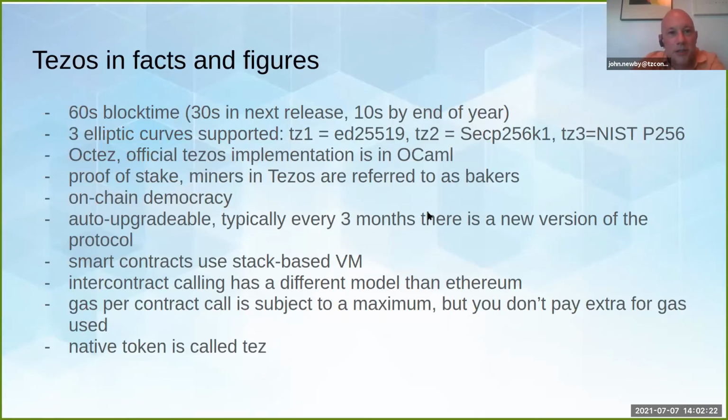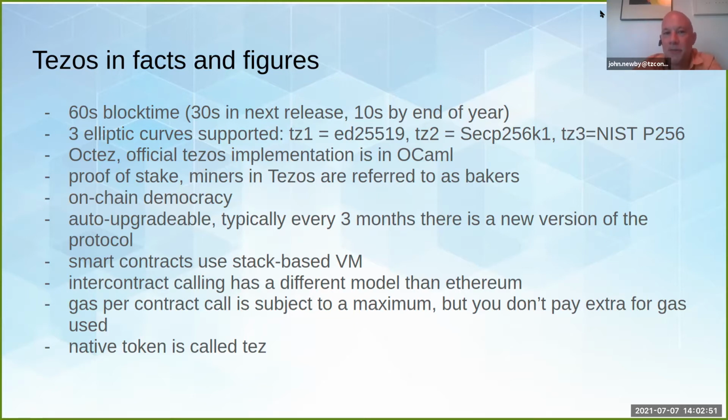So quickly, just an introduction to Tezos in facts and figures. Tezos is a second or third generation blockchain. It currently has a 60-second block time, but this will be 30 seconds in the next release and 10 seconds by the end of the year. We support 3 elliptic curves, called TZ1, TZ2, and TZ3, which gives a lot of compatibility with third-party key signers and services which provide key management.